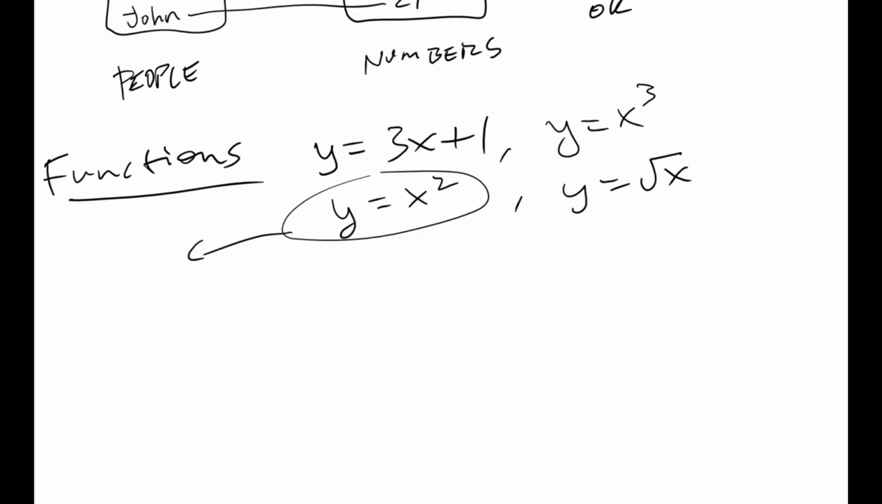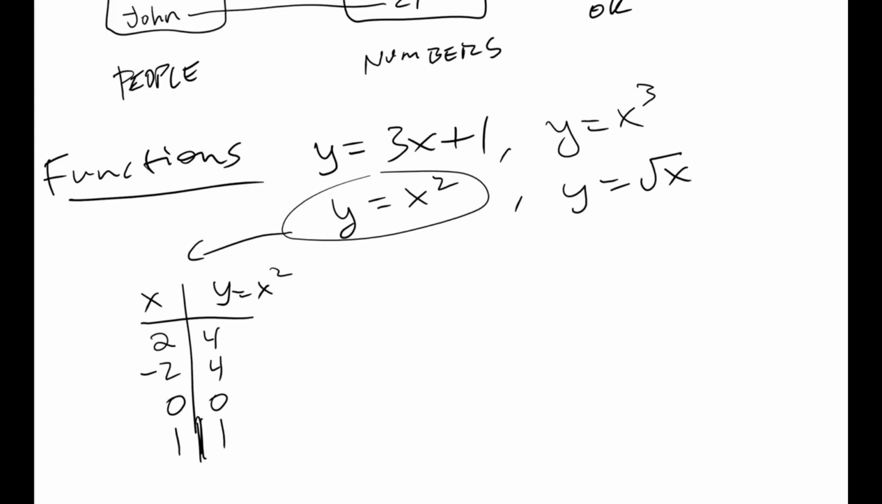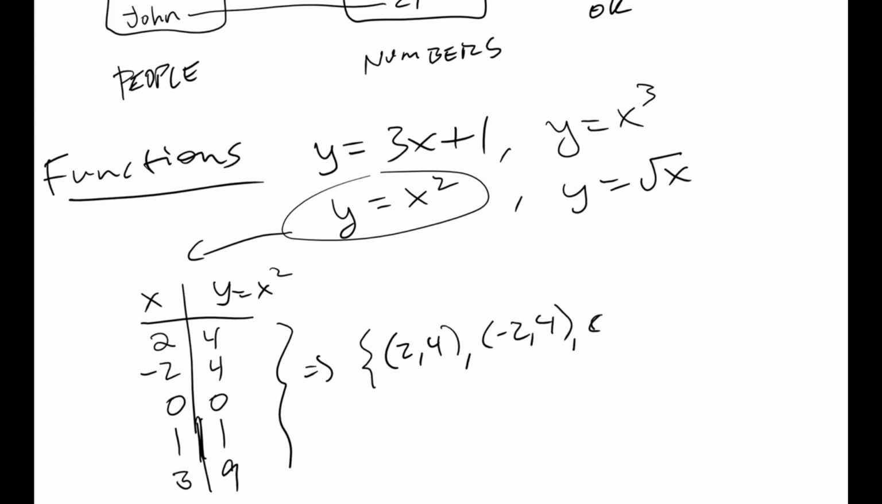So for example, if you look at this one here, if you plug in one value for x, let's say 2, you get 4 for y. This is y equals x squared. And if you plug in negative 2, you also get 4. If you plug in 0, you get 0. If you plug in 1, you get 1. If you plug in 3, you get 9. So the set here would be 2, 4, negative 2, 4, 0, 0, 1, 1, and 3, 9.